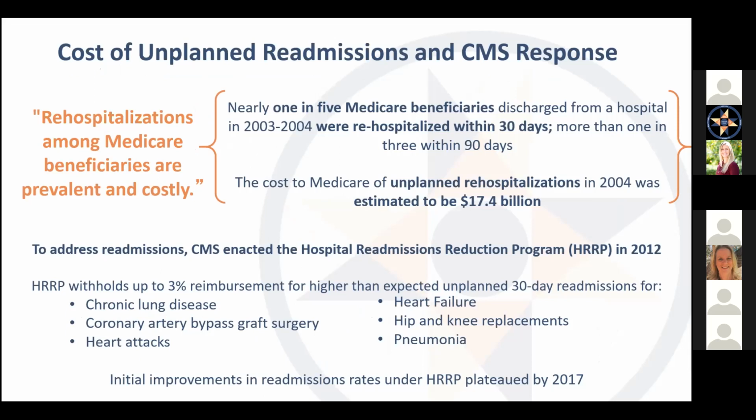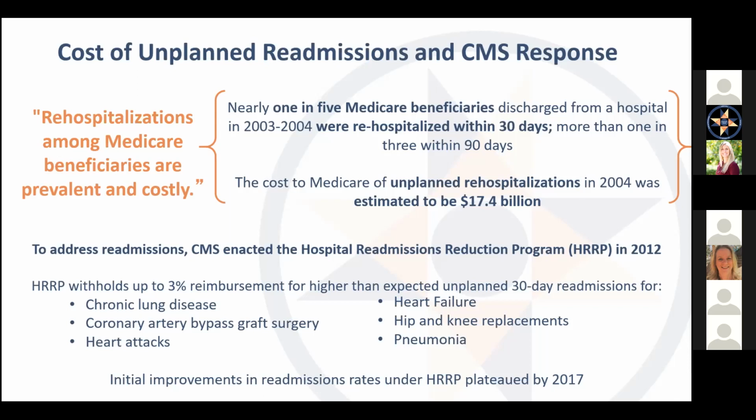So they found in the article that they published that 1 out of 5 beneficiaries were rehospitalized within 30 days, and 1 in 3 patients were rehospitalized within 90 days. Obviously, some of these admissions to the hospital may be planned. However, they found that the cost of unplanned rehospitalizations in the year 2004, they estimated that to be over $17 billion. So not insignificant as far as the cost burden this has on CMS, as well as other payers, as well as individuals who end up in the hospital.